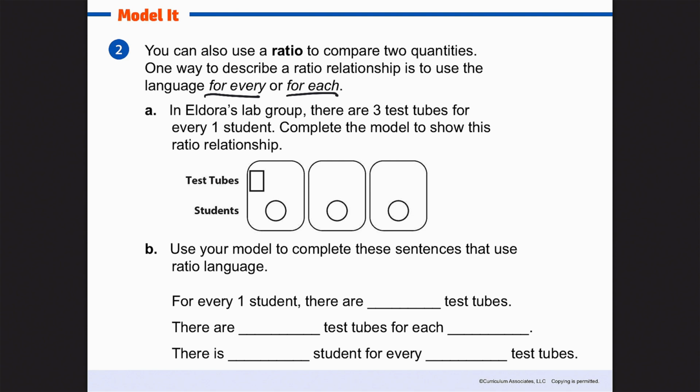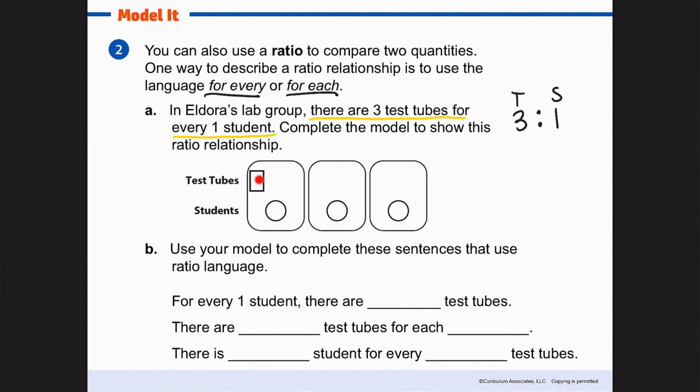So in Eldora's lab group, there are 3 test tubes for every 1 student. So there, I see my ratio, 3 test tubes for every 1 student. And I'm going to go ahead and write that. So 3 test tubes for every 1 student. And I can see that ratio is right here. It's been started for me.